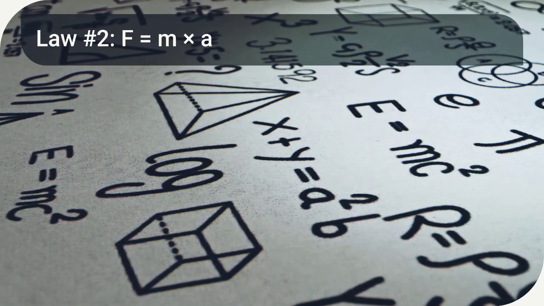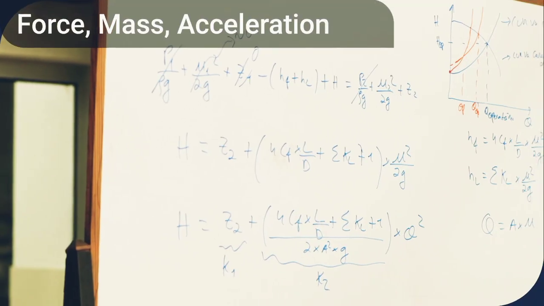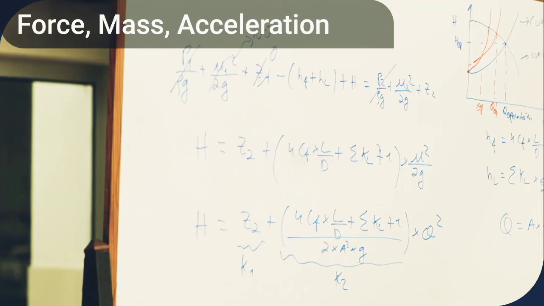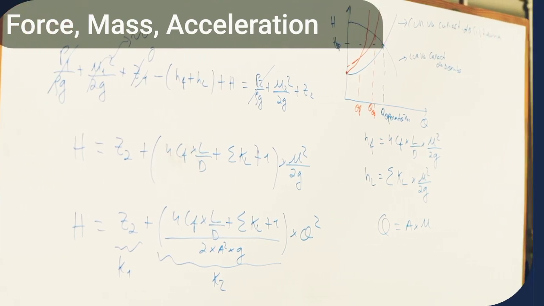Now for Newton's second law. This law gives us the mathematical relationship between force, mass, and acceleration. The formula is F equals m times a, force equals mass times acceleration. This explains how these three elements work together to determine motion.